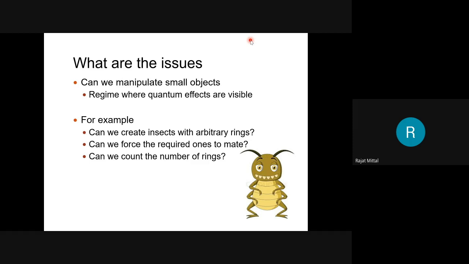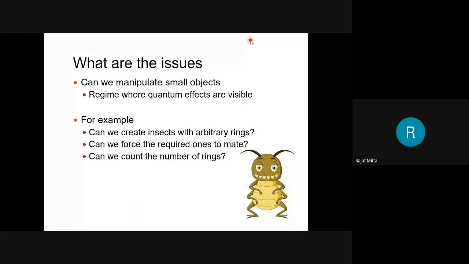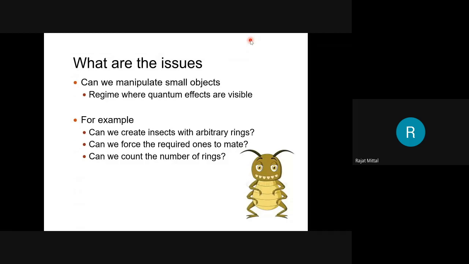Second question, can we force the required ones to mate? Can we apply a magnetic field on them? Can we apply different kinds of transformations on them and still observe them continuously? They shouldn't leave the space. They shouldn't be so unstable that they leave our computer. And then finally, once we have finished our computation and applied our effects on these electrons, can we finally measure the final state? So input, processing, output. All three are a problem because all these things have to be done for very, very small objects, which are really, really unstable. And this is the reason why building a quantum computer has been a challenge.